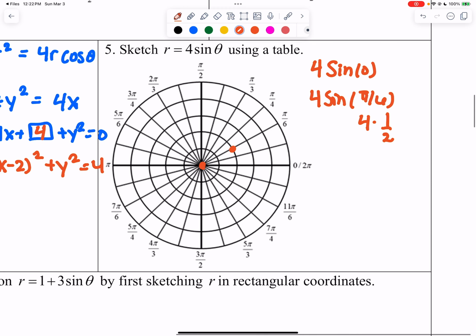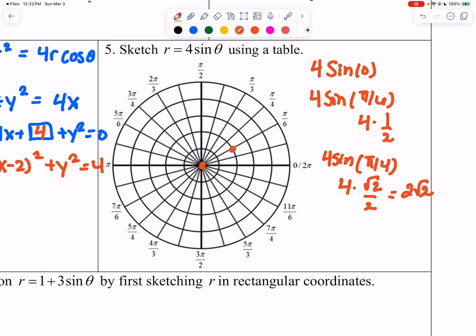And then at pi over 4, I'm going to have 4 times root 2 over 2, which is 2 root 2. Use our handy dandy calculator to figure out what 2 root 2 is, and that's going to be 2.82. So that means at pi over 4, I'm going to have 2.82-ish. So 1, 2, 2.8, so something like that. Right there.